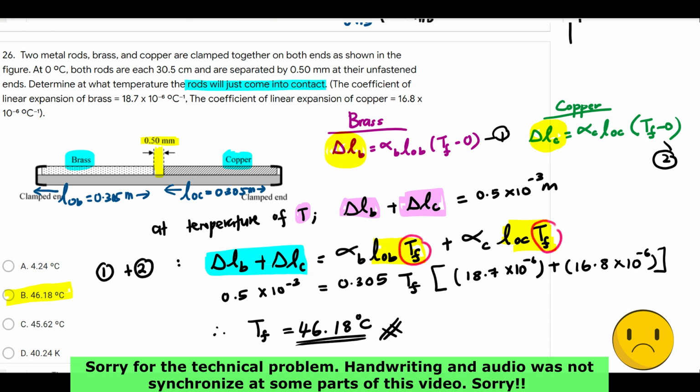TF kan tak tahu. So alpha B, which is 18.7 times 10 power of negative 6, plus alpha C. Alpha C is given 16.8 times 10 power of negative 6. Okay, so kita boleh kira lah. Finally, you can find the final temperature T is equal to 46.18 degrees Celsius. So the answer is B.